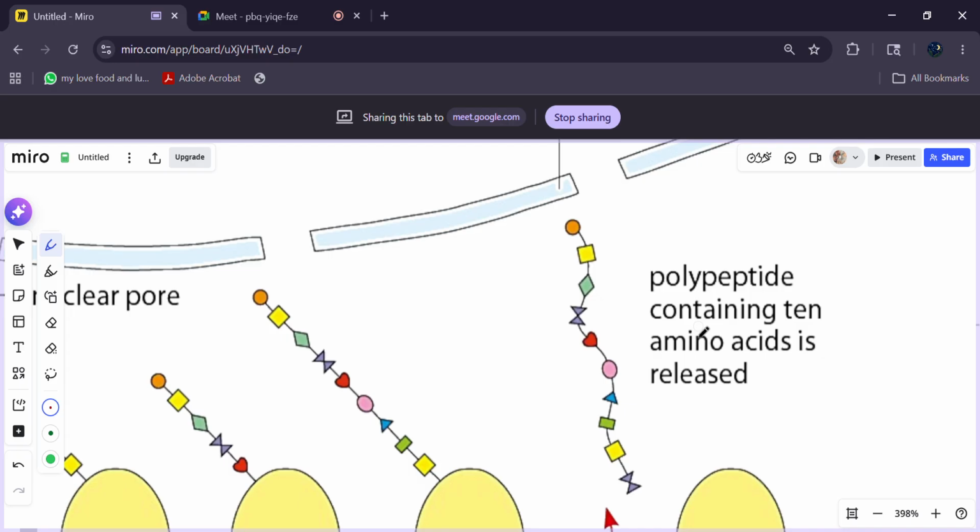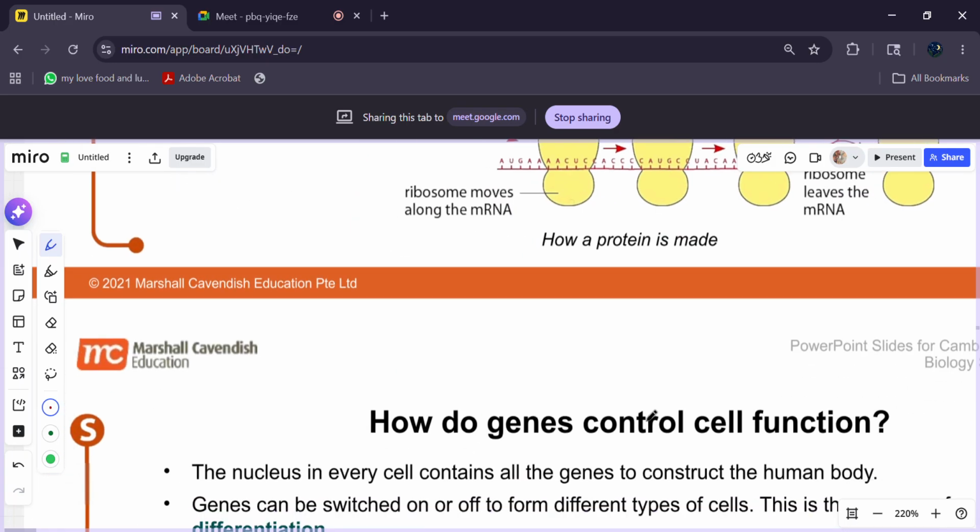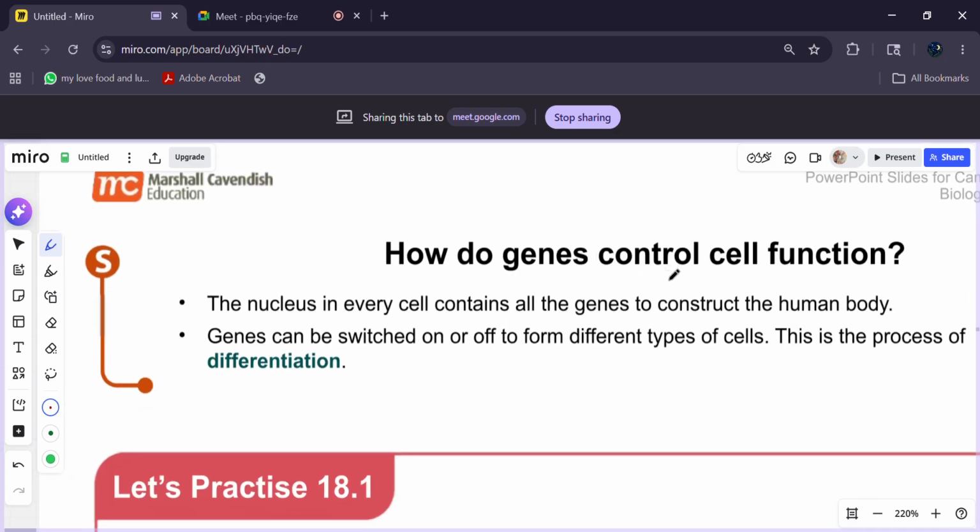The ribosome translates the mRNA into a code which contains the protein, and it's the protein that explains the characteristics of an organism. Proteins are responsible for determining the characteristics of an organism. So let's move on. How do genes control cell functions?